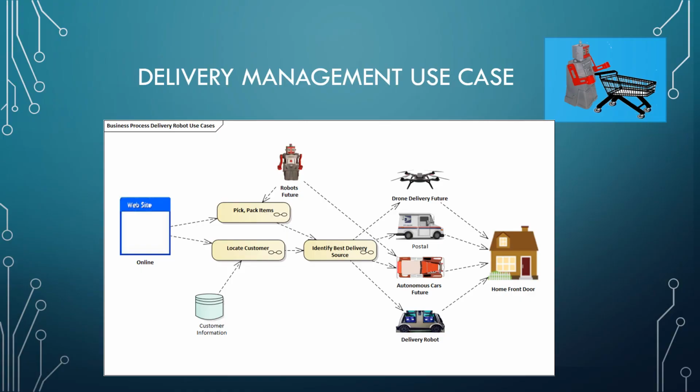So here's the delivery management use case process flow. So basically online, people order stuff, they get picked and packed and put by the robot through the store. You're able to find out where the customer is or where they live. You identify what is the best delivery method for them, whether it is using a drone to deliver the thing, sending it in the post office, using the autonomous cars. And I'll have a future video on autonomous cars as I help them define their systems. And finally, the delivery robot is the last option.